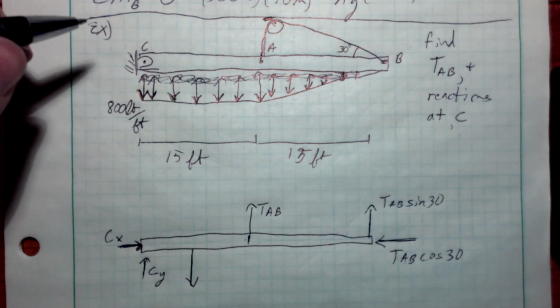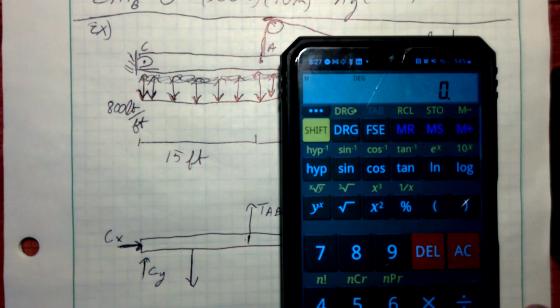I'm going to pause because I don't have that number. Mostly wanted to pause so I could get my calculator out and going. I've just got a simple calculator app on my phone that I like because it's real easy to see what I'm doing.